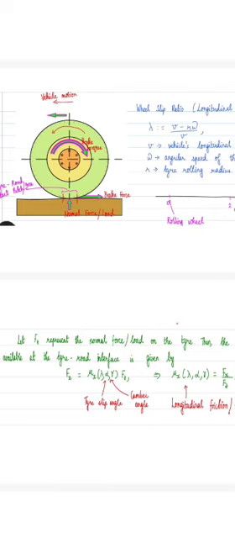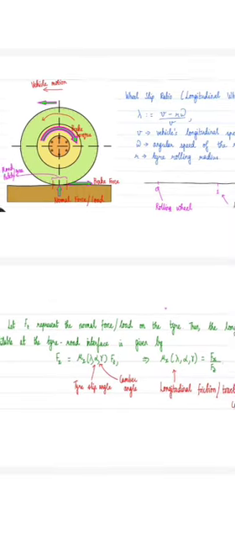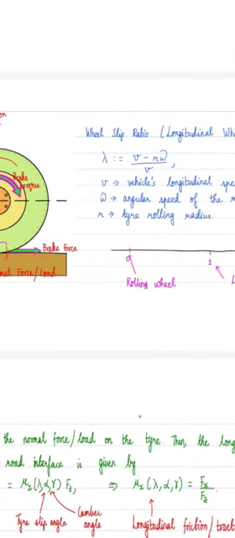And one more important equation is here. Lambda is the slip ratio. In some books it is known as S. V is the vehicle speed and omega R is the angular speed, where omega is the angular speed and R is the radius. If slip is 0, there is no braking. If slip is equal to 1, that is 100% slip.